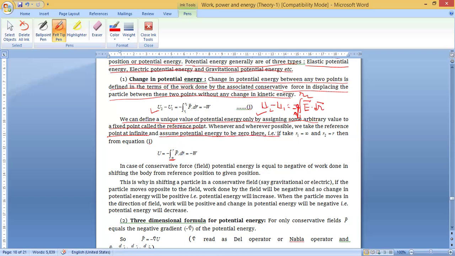Here, if R1 is equal to infinity, R2 equal to R, then the equation we write is minus integration infinity to R, F dot dr, is equal to minus W. This is the formula for infinity. In the case of conservative force, the potential energy is equal to negative of work done in shifting the body from reference position to given position.